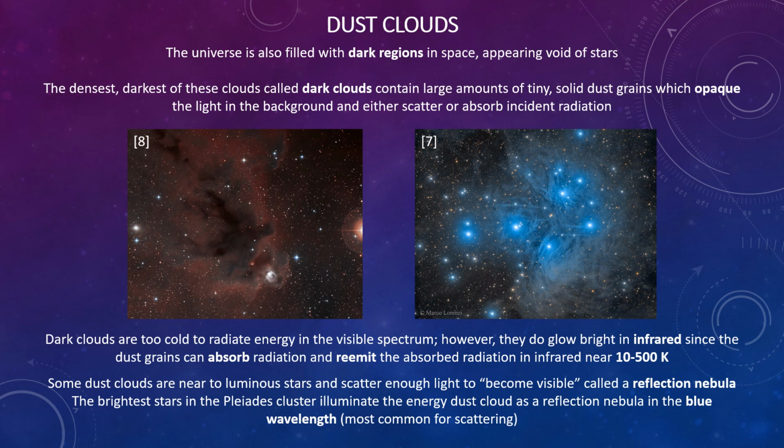Some dust clouds are near to luminous stars and scatter enough light to become visible in what we call a reflection nebula. So, for instance, the Pleiades, which we see on the right, the brightest stars in that cluster are illuminating the dust cloud behind it and creating a reflection nebula in the blue wavelength, which is the most common wavelength for scattering. But also, the stars in the Pleiades are large, hot, massive stars, and so they are also primarily blue stars.